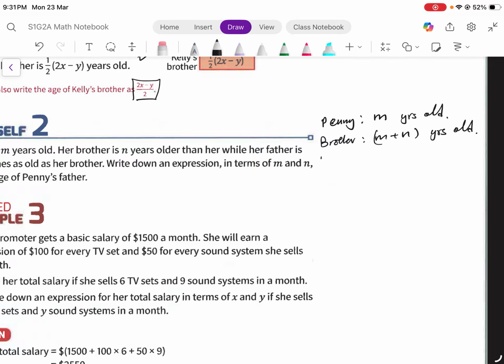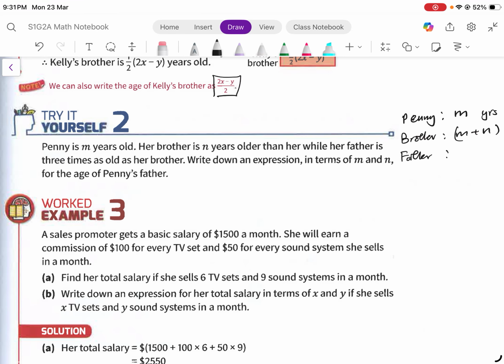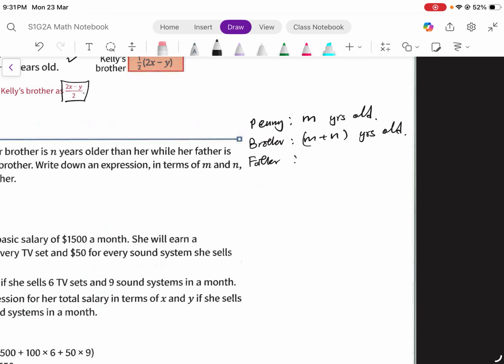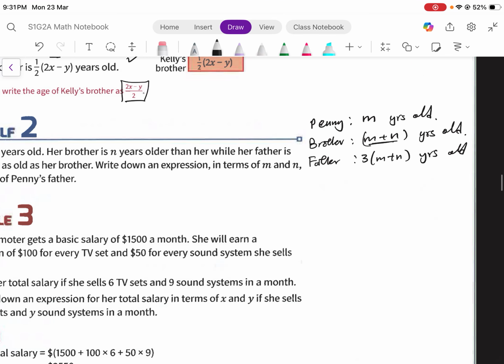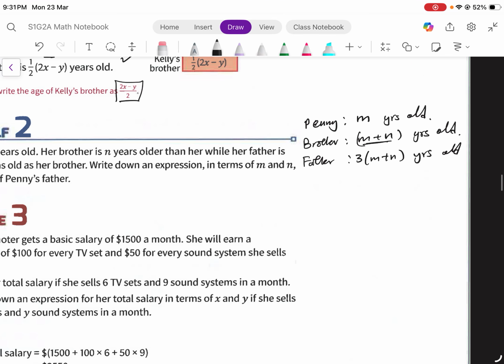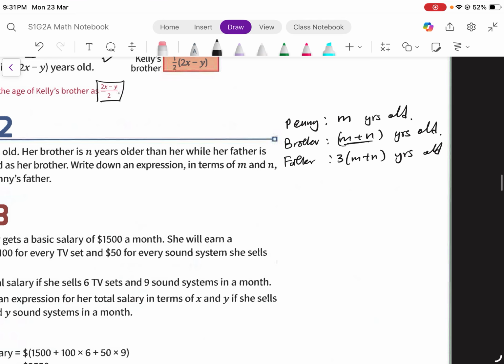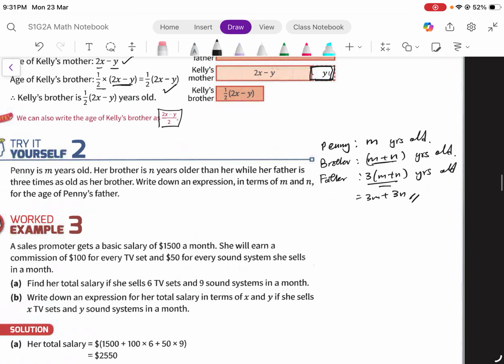Okay, then her father is 3 times as old as the brother. So 3 times of M plus N, right? Because the brother is M plus N, so it's 3 times (M plus N). Okay, so write down an expression in terms of M and N for Penny's father's age. So we can either write it as this, or we can write it as 3M plus 3N. Okay, either one is fine. So this is pretty simple.